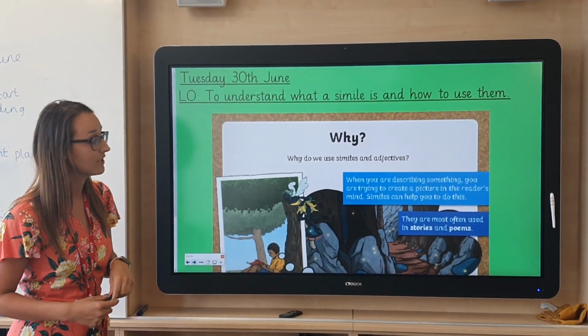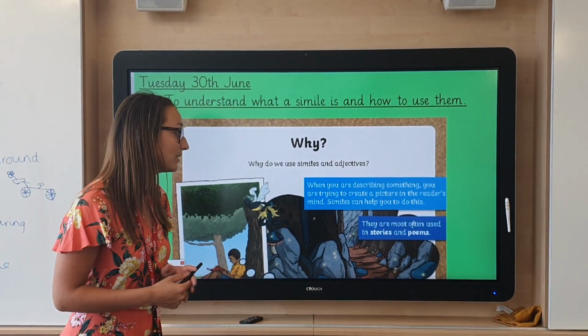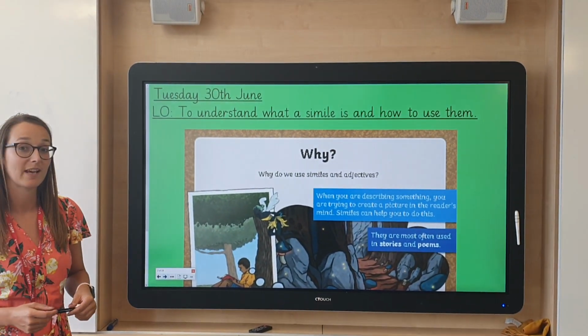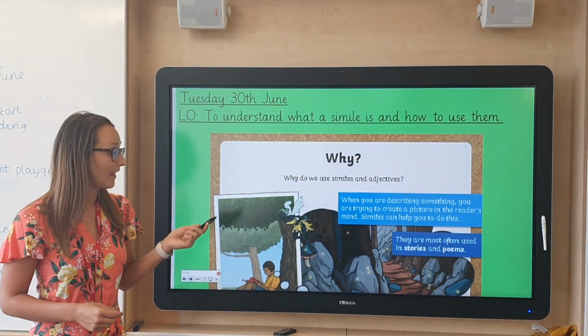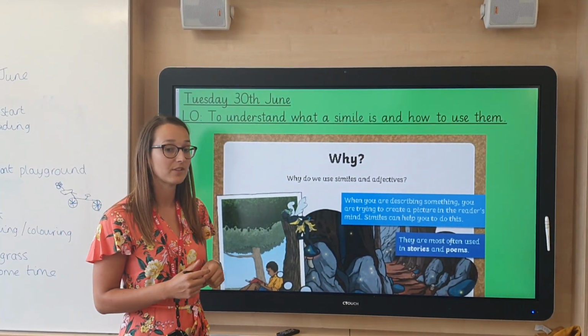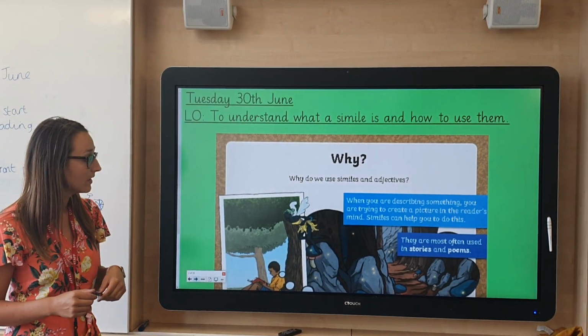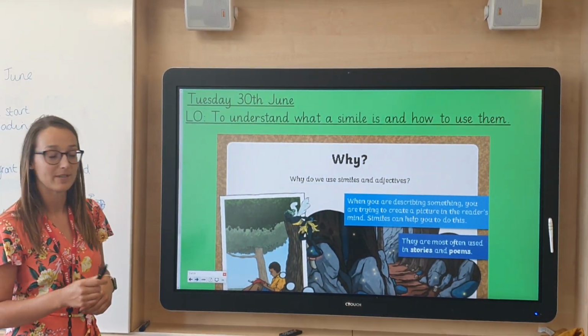So, why do we use similes and adjectives? When you're describing something, you basically want to create a picture in the reader's mind to make it more interesting for them to read. They're often found in stories, poems, we've used lots of other examples as well, but they basically create that picture in the reader's mind.